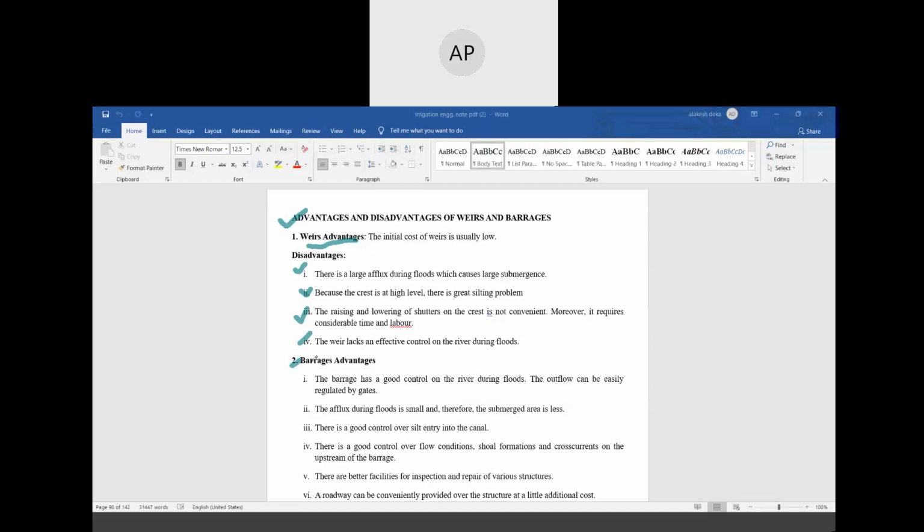Next is barrage advantages. The barrage has a good control on the river during floods. The outflow can be easily regulated by barrage gates. The afflux during floods is small and therefore the submerged area is less. There is a good control over silt entry into the canal. There is a good control over flow conditions, soil formation, and cross currents on the upstream of the barrage. There are better facilities for inspection and repair of various structures. The roadway can be conveniently provided over the structure at a little additional cost.